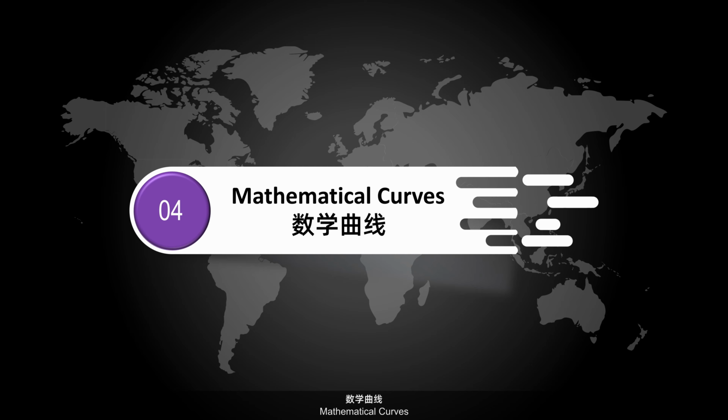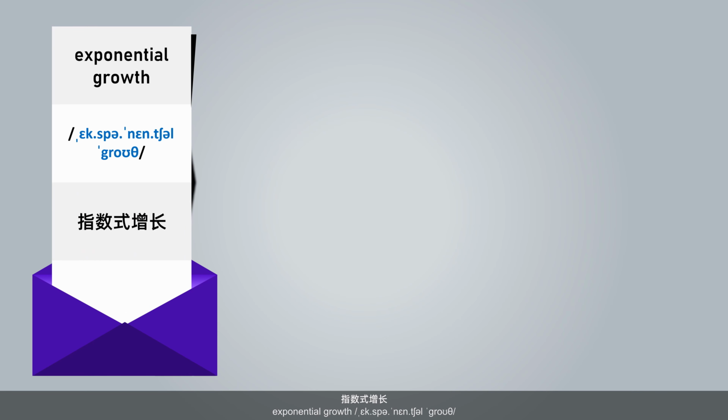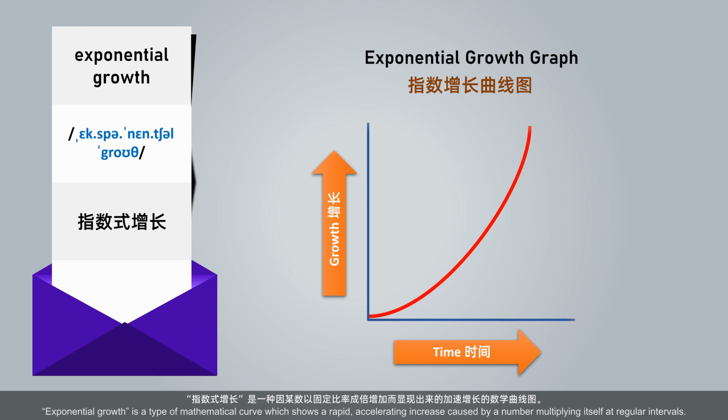Mathematical curves. Exponential growth. Exponential growth is a type of mathematical curve which shows a rapid accelerating increase caused by a number multiplying itself at regular intervals.